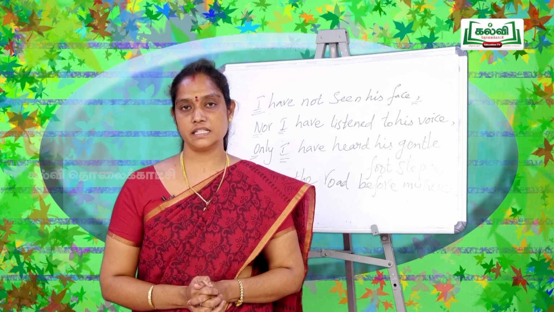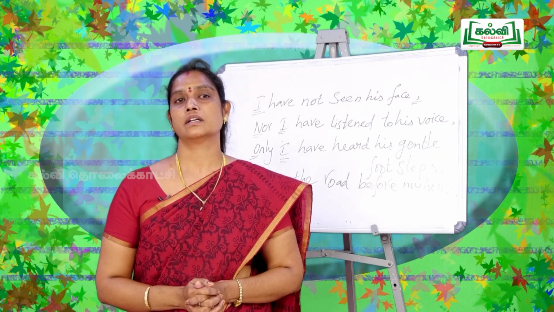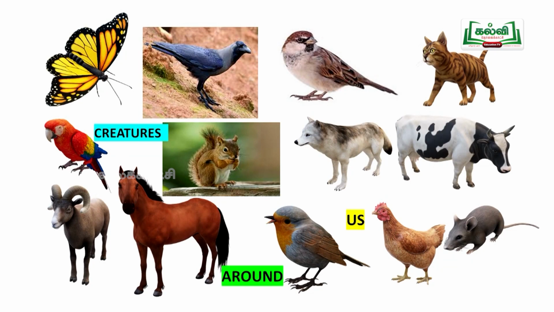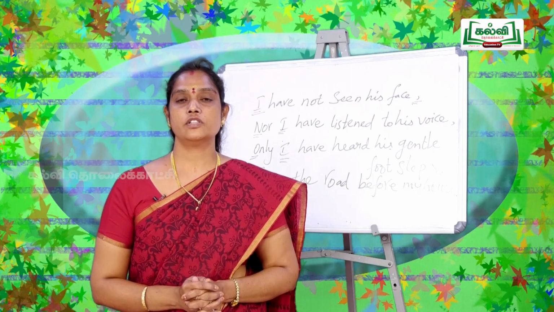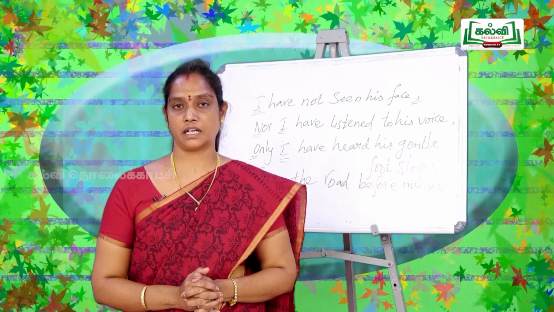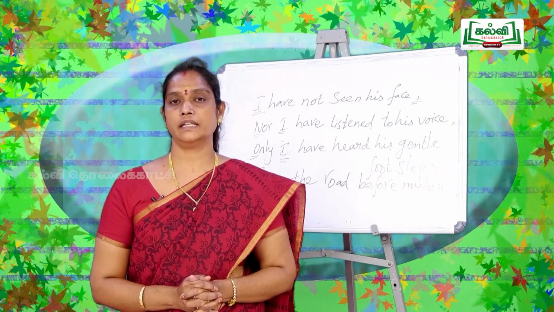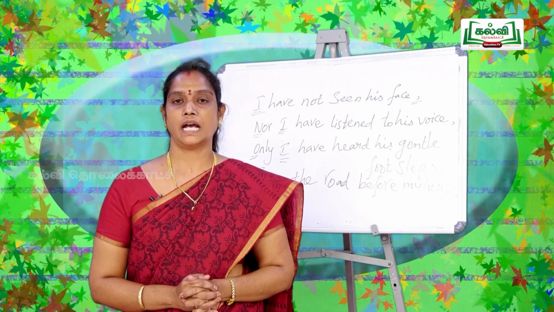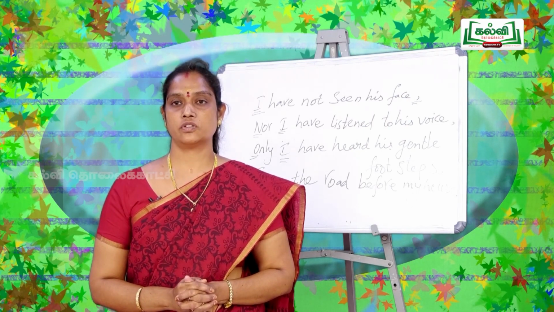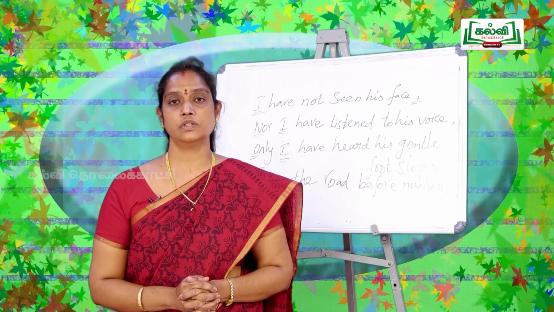What are all the creatures around you? Birds, squirrels, rats, cats and so on. Dogs, etc. Very good. So what is around us? Sparrows, crows, cats, dogs, rats, many such creatures are around us. We should not do any harm to them. We should not harm them. We have to help them.